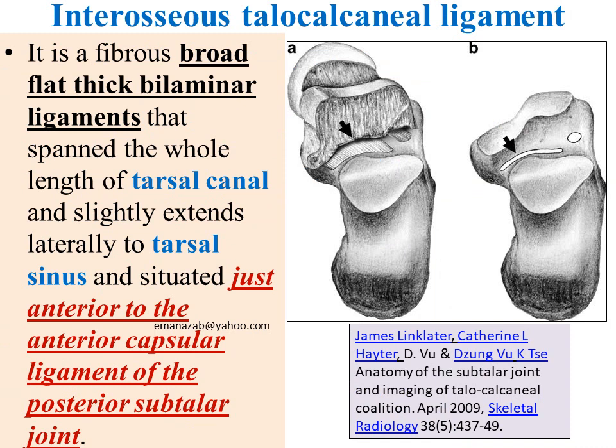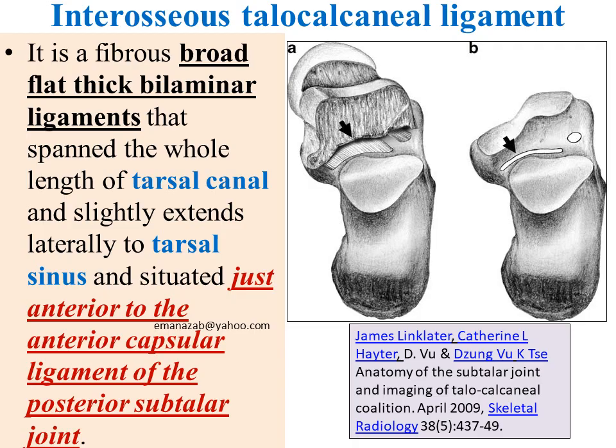Then interosseous talocalcaneal ligament. It is a fibrous, broad, flat, thick, bilaminar ligament that spans the whole length of tarsal canal and slightly extends laterally to tarsal sinus and is situated just anterior to the anterior capsular ligament of the posterior subtalar joint. This is dorsal view of calcaneus, demonstrating the attachment of interosseous talocalcaneal ligament, mostly in the tarsal canal and slightly extending to tarsal sinus.